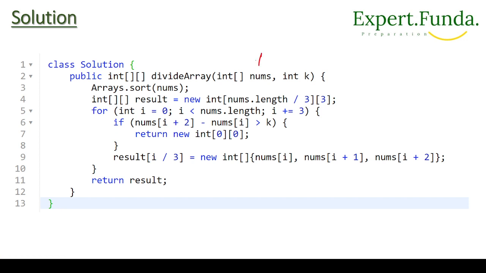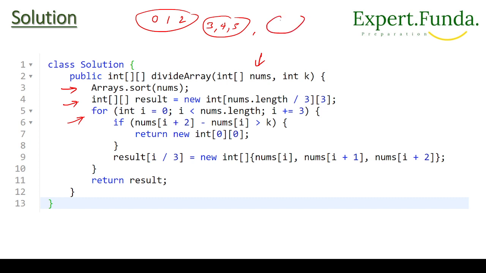So we have an array, we will do sorting first, then we will take a subarray result, and this subarray will return the elements. How? We will start from the 0 index, because we have to create the subarrays like 0 1 and 2 for one subarray. These are indexes. Another subarray index will start from 3 4 5. Another subarray index will start from 6 7 8, like this.